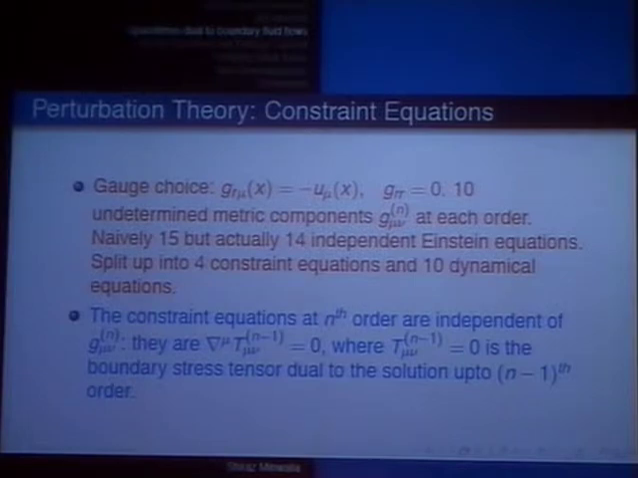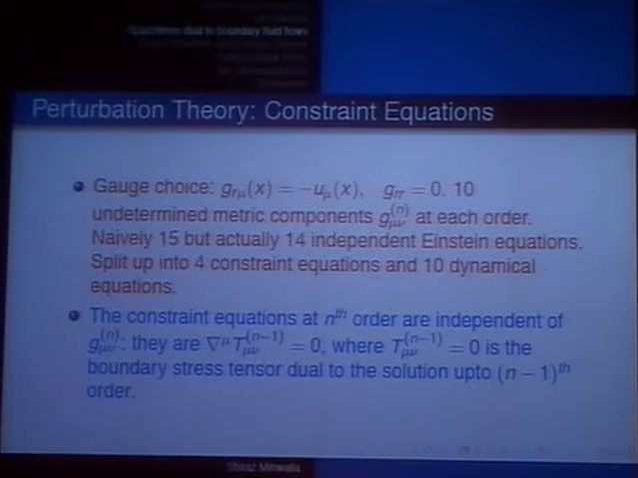The important point is that these 15 Einstein equations, it turns out one is redundant. It follows from the other 14. So 14 independent equations, which you can split up into 10 dynamical and 4 constraint equations. I'll quickly explain to you the structure of these equations now.